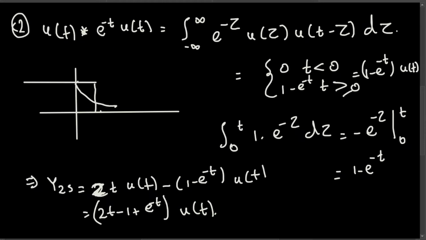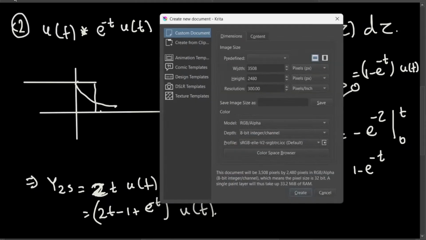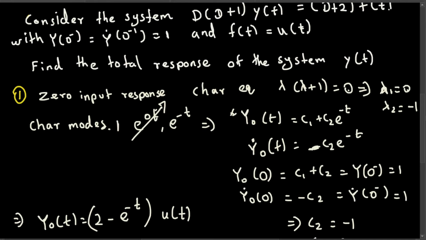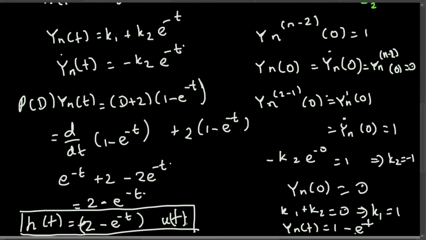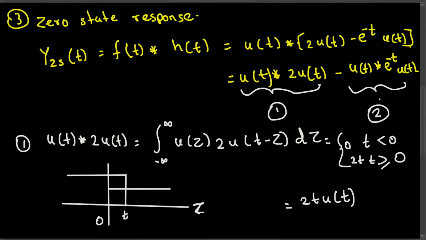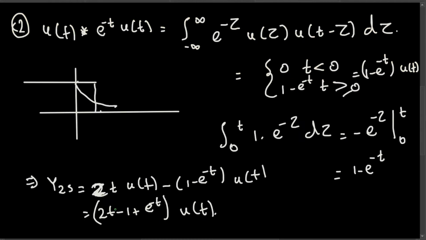Now if I want to write the total response, I have to combine the first video. In the first video we derived this one, 2 minus e power negative t u of t. But in this second one, we derived 2t minus 1 plus e power negative t u of t. So the total response is going to be the addition of both of them.